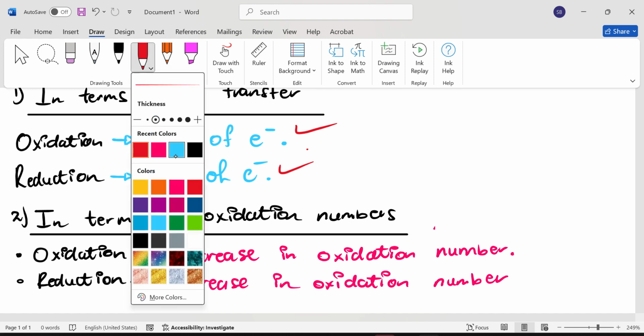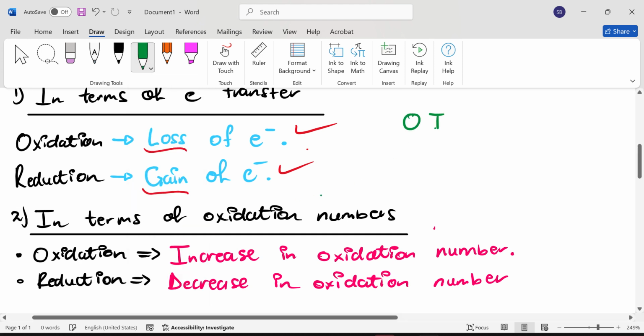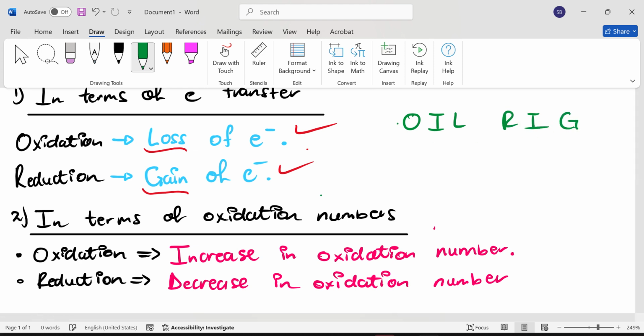Or there's also a very common mnemonic that some people use that is known as OIL RIG. Never really was a fan of mnemonics, but it could work for the next person, you know. So what this mnemonic basically entails is that the O stands for oxidation, the I is, and then the L is loss. So oxidation is loss of what in particular? The main character, electrons. Now the RIG part basically says reduction.